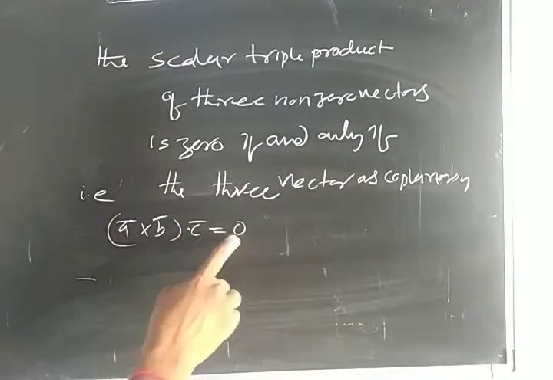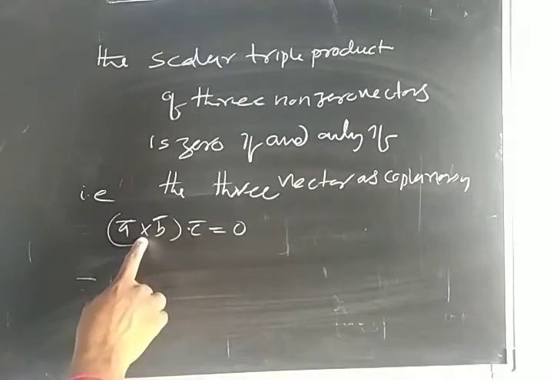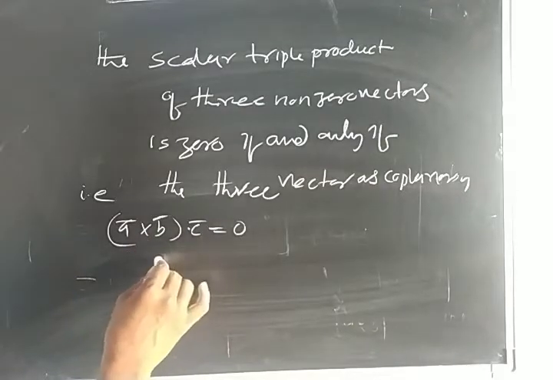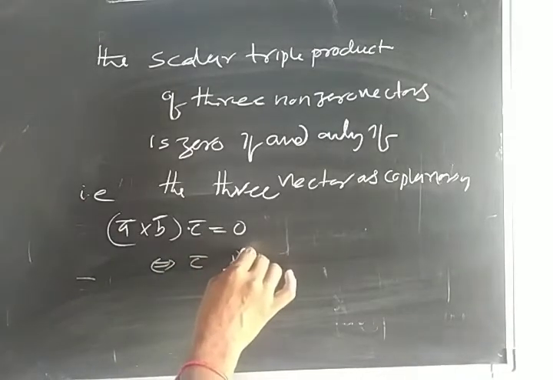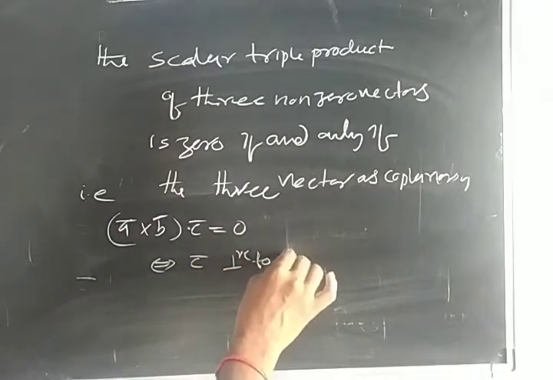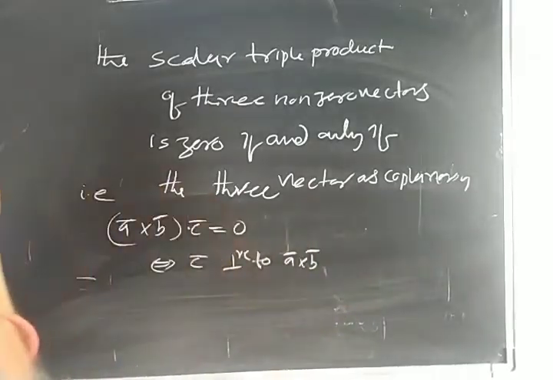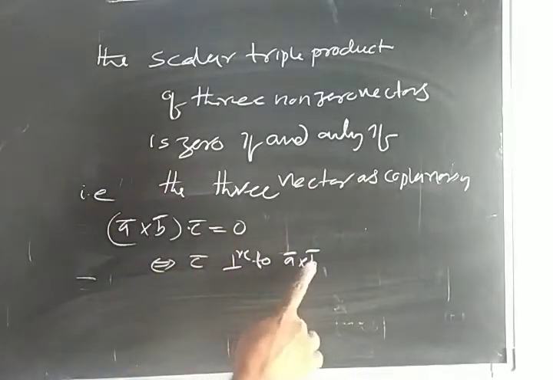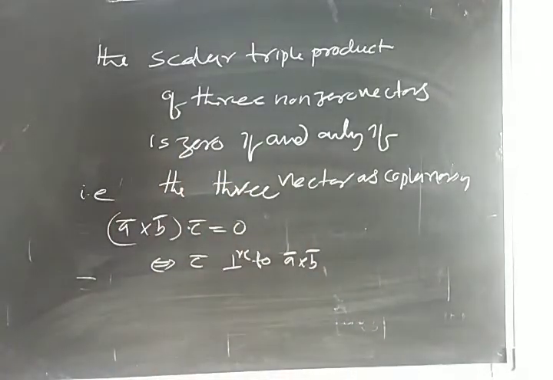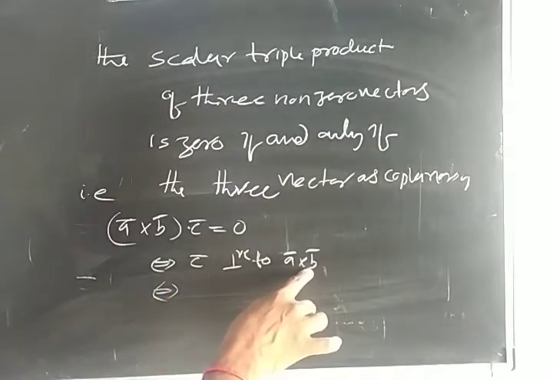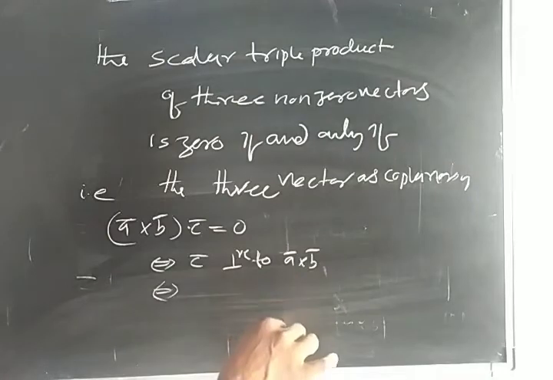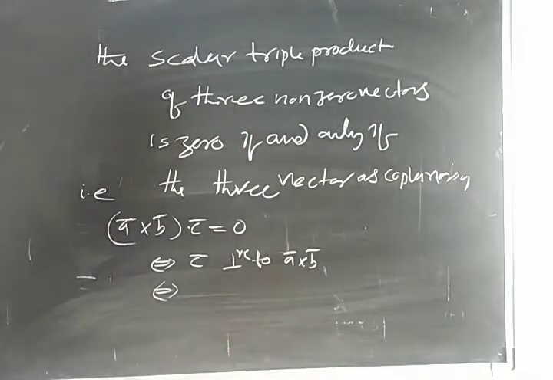Dot product of two vectors 0 means what? C is perpendicular to A bar cross B bar. So that implies we can say that C is perpendicular to A bar cross B bar. And we know that A bar cross B bar is perpendicular to A bar and B bar. So C is perpendicular to A bar cross B bar, and A bar cross B bar is perpendicular to A and B both.